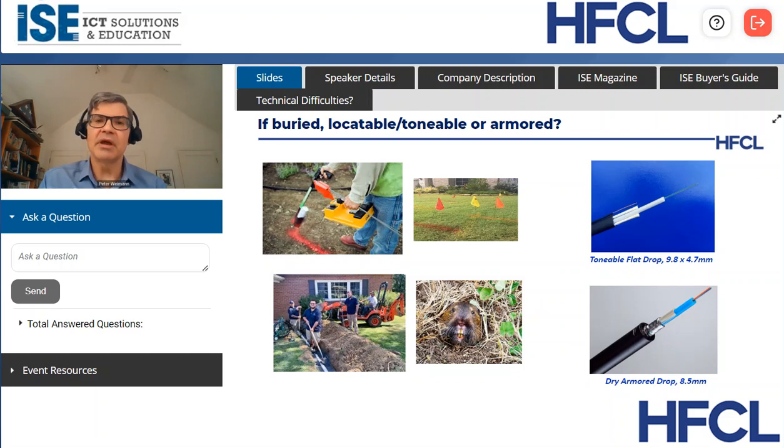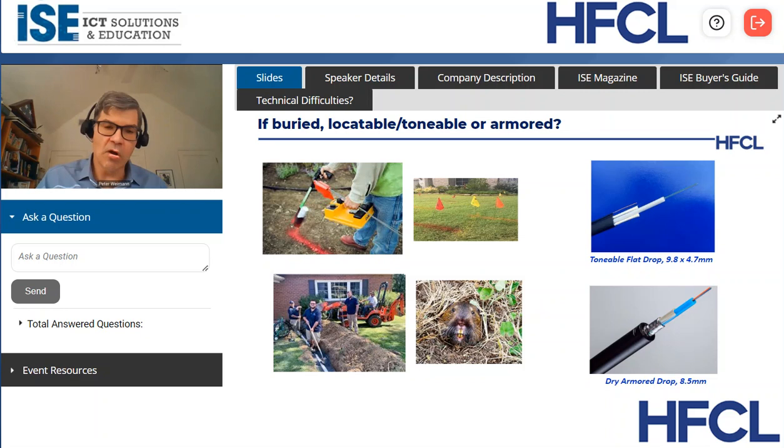What's commonly used is you can bury a flat drop that has a copper wire attached to the main cable by a web. If you're less concerned about animal attack, the copper wire lets you find the cable. That figure eight structure also has an advantage: with the dry armor drop, when you touch the house, they're going to have to bond and ground that cable, and that's going to take more time and cost more money. With the tonable drop, you can simply peel the wire away by hand, snip it, and you don't have to bond and ground at the house. So it's a matter of which way you want to go.